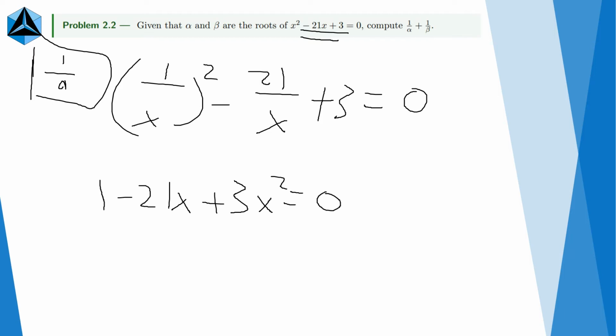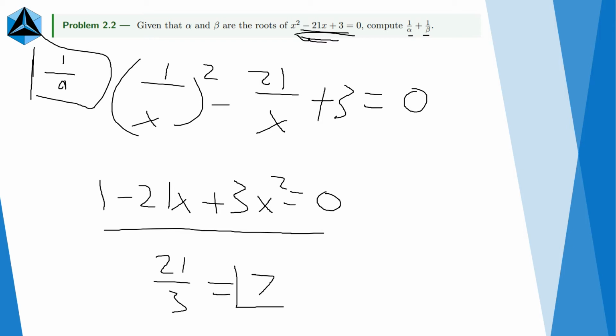Because we plug that in, we get 1 minus 21 over alpha plus 3 over alpha squared. However, we can multiply alpha by both sides, assuming alpha is not 0, which it can't be. 0 is not a root of the original polynomial up here. And then we just get the results that we got up here, and so it's a root. And so now we know that these two are both roots of this polynomial, so we can just use Vieta's formulas. So the answer is just 21 over 3, which is equal to 7.